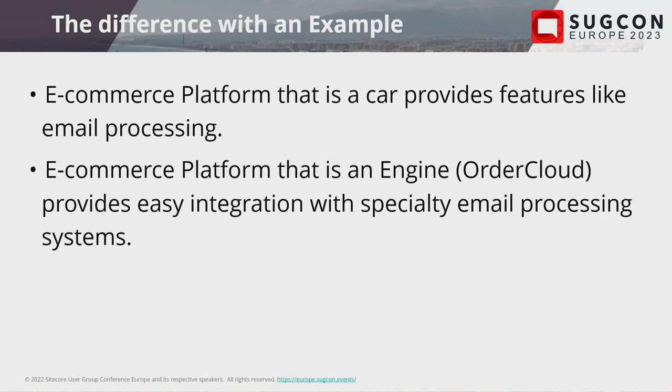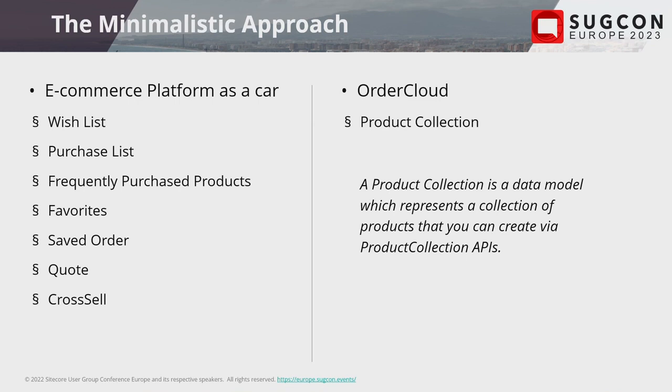I picked up one particular concept in OrderCloud, not a feature, and tried to explore it. They take a minimalistic approach to building certain kinds of features. On the left side, the e-commerce platform is like a car that comes with a lot of out-of-the-box features. You will see they have wish list, favorites, saved order, quote, cross-sell, and features like that. These are built into the e-commerce platform.